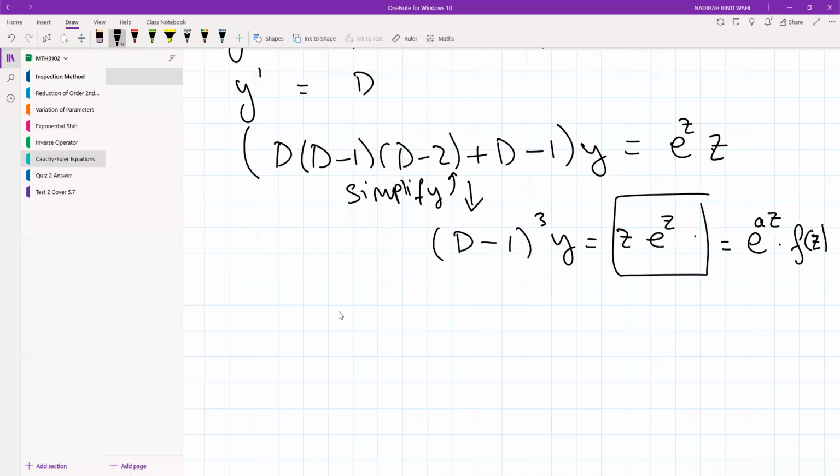So saya boleh guna YP sama dengan E to the Z, AZ, A adalah 1, over 1 over L of D plus 1 of Z. Okay.